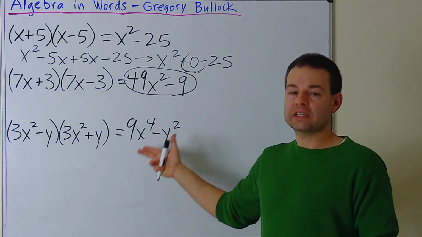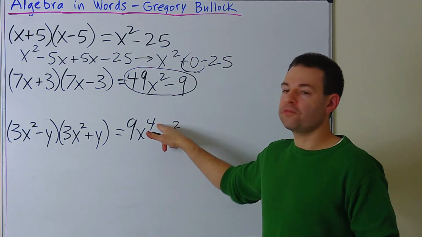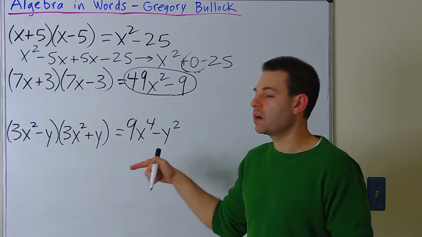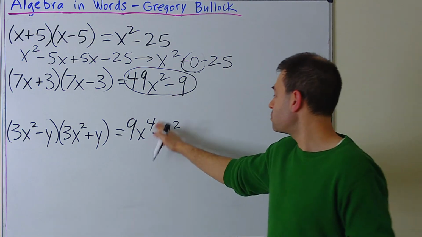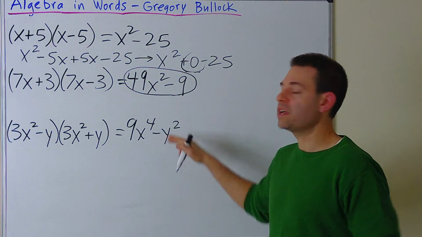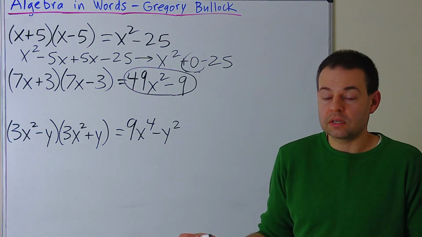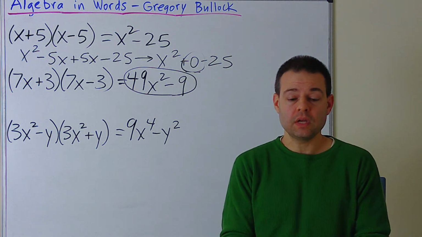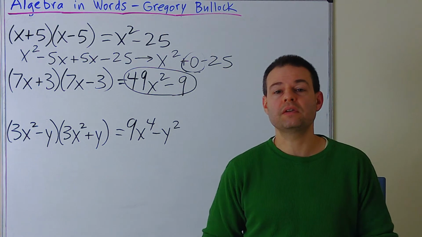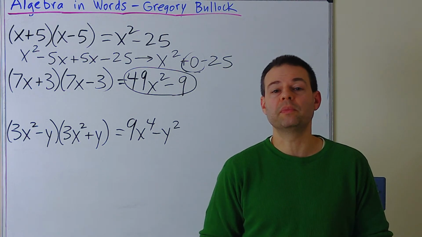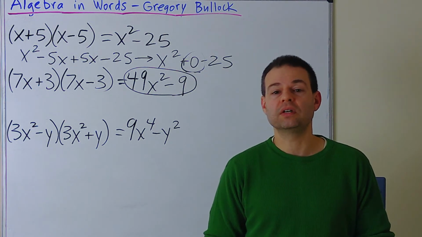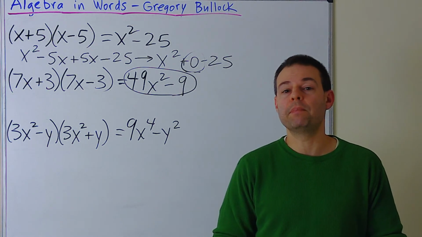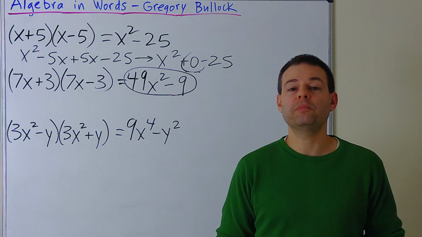9x to the 4th, that's a perfect square. Even though this is to the 4th, the power of 4 is still a square. If you think of x squared times x squared, it's x to the 4th. And minus y squared, the y squared is also a square. So anyway, there's not really much else to say about this video, but this was doing the special cases of multiplying conjugate binomials. In the next video, we're going to look at another special case of multiplying polynomials, which is doing a binomial squared.